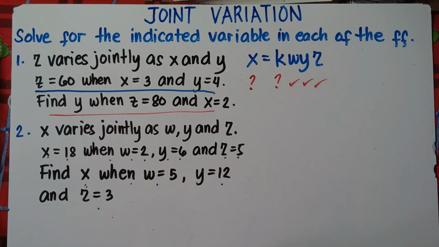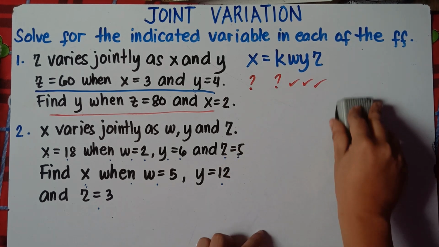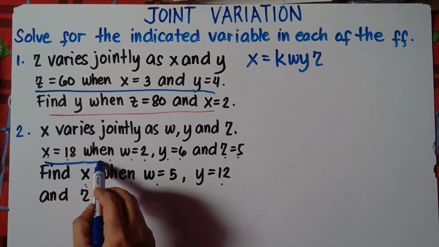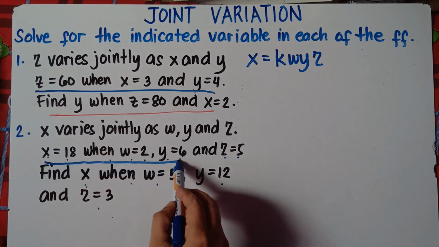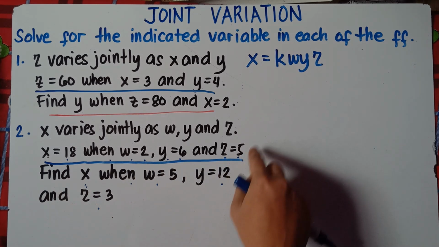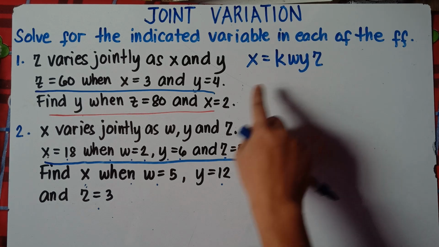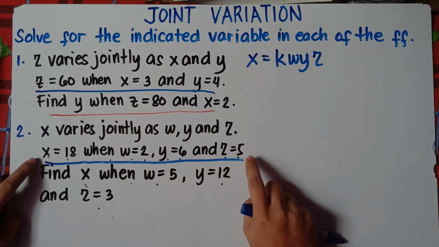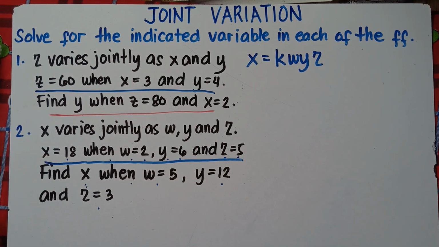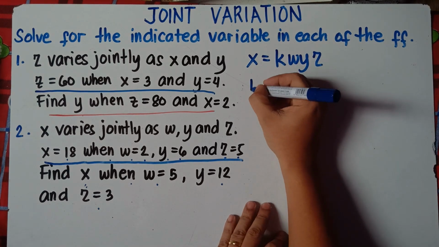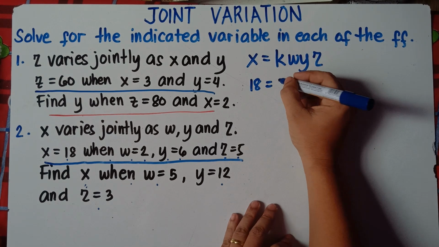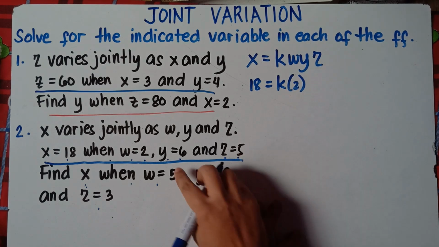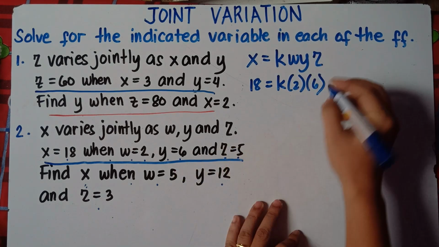So once again, the first thing you need to do is find k. Find k given the second statement: x equals 18 when w equals 2, y equals 6, and z equals 5. Given all of the 4 variables except for k, first thing to do is find k. So substitute x equals 18. 18 equals k, times 2 for w, times 6 for y, times 5 for z.